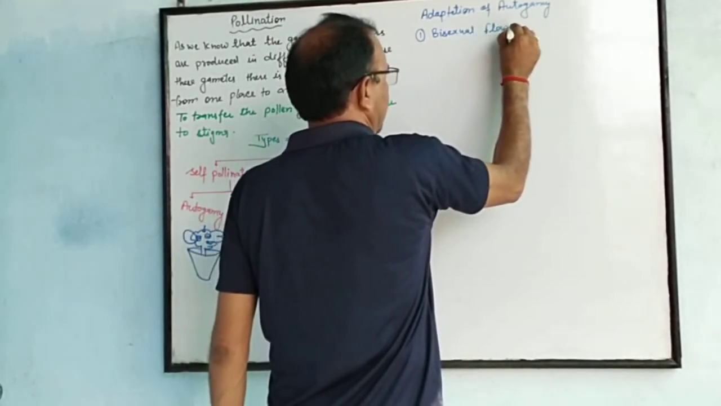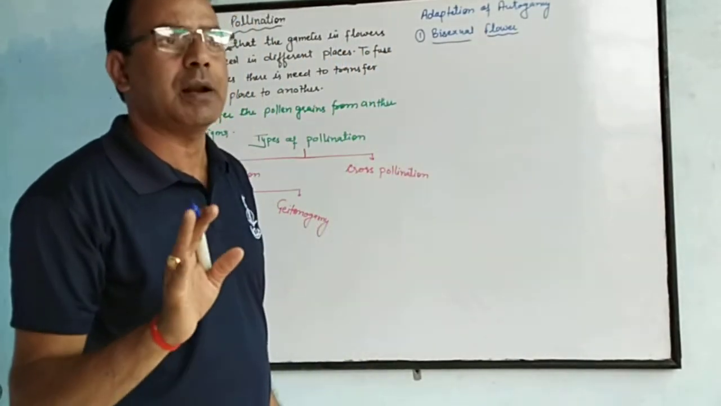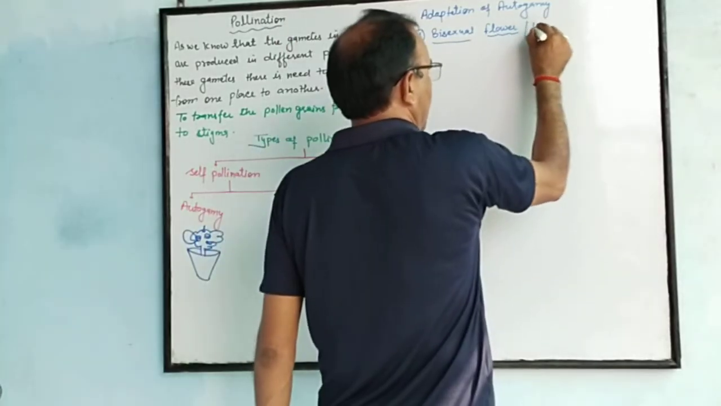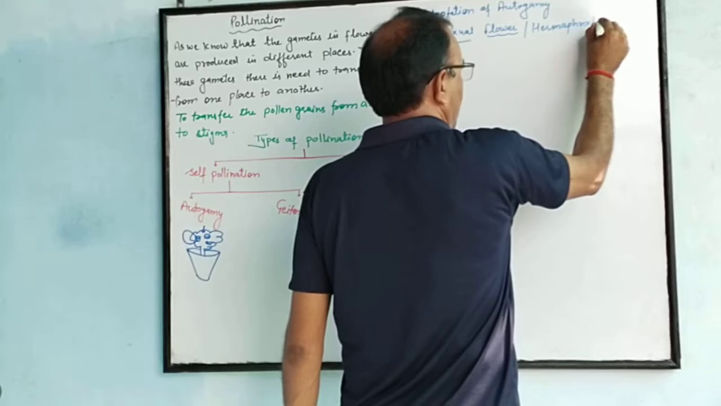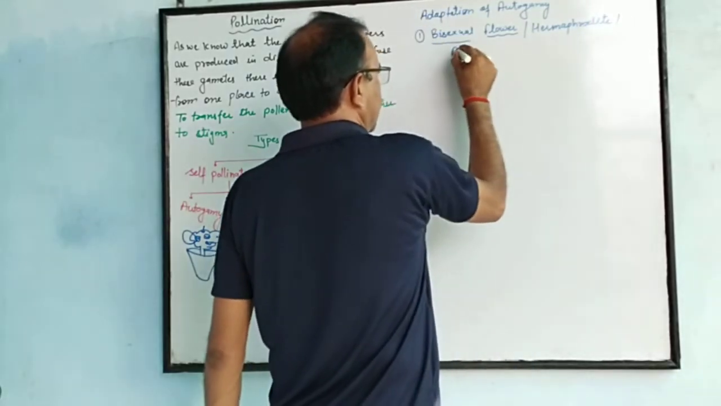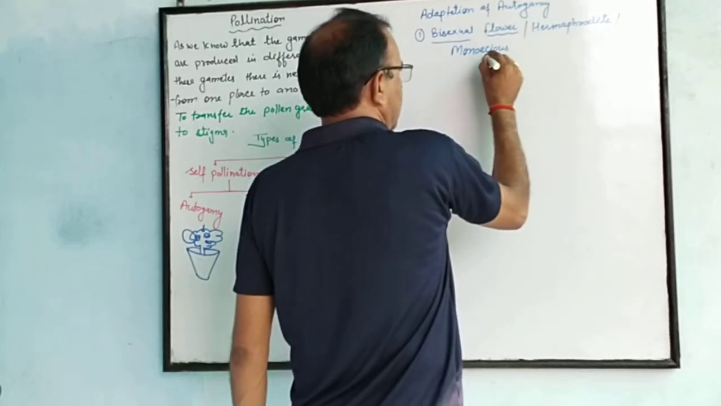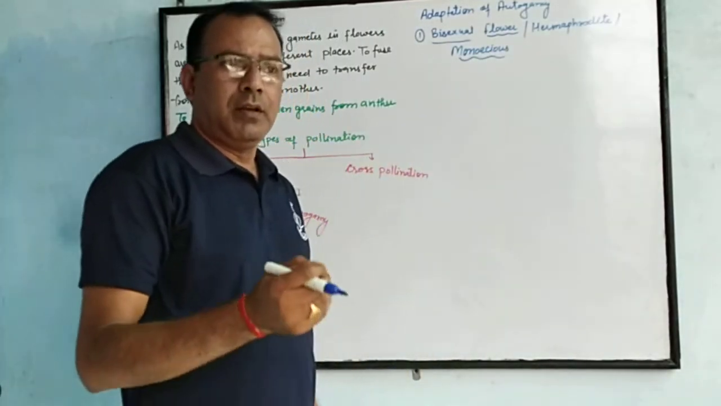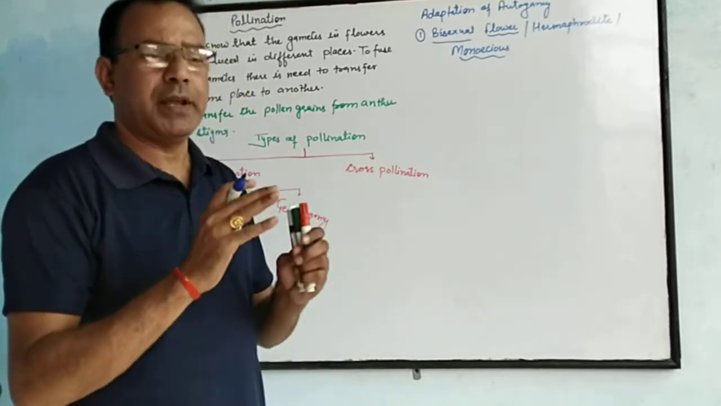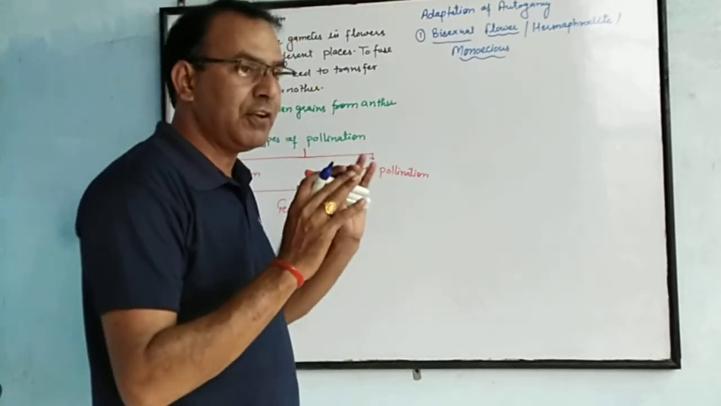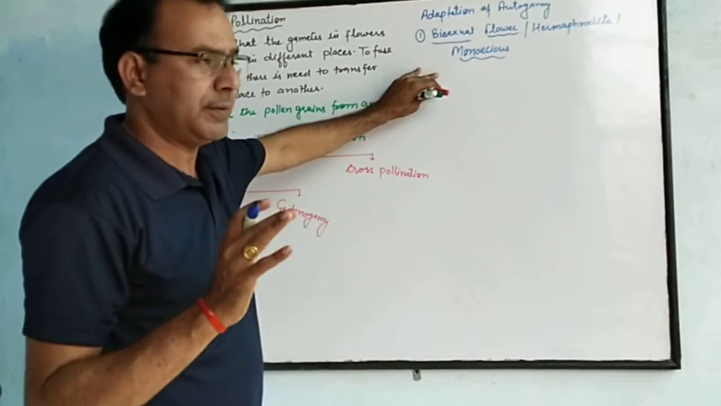You can also see dioecious flower, monoecious flower or hermaphrodite flower; the flower must be of this type. Monoecious means male and female organs are both present in the same flower. Those flowers are known as bisexual flowers.